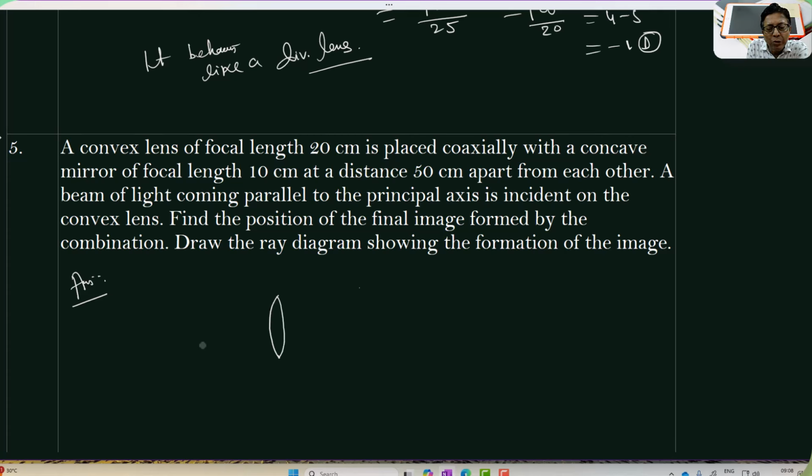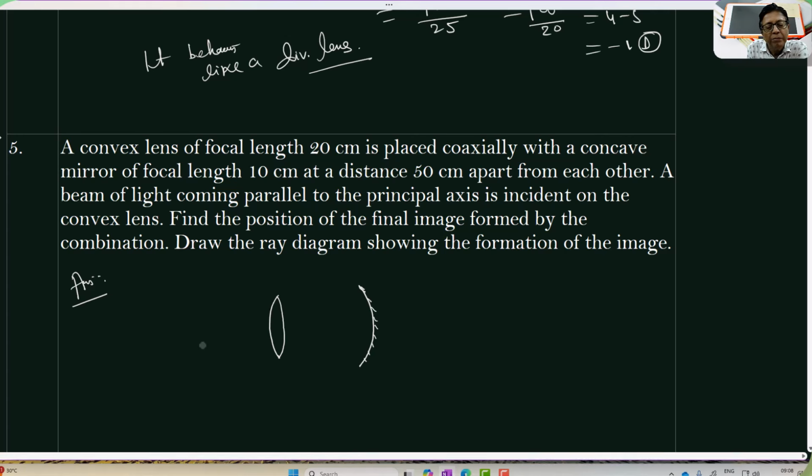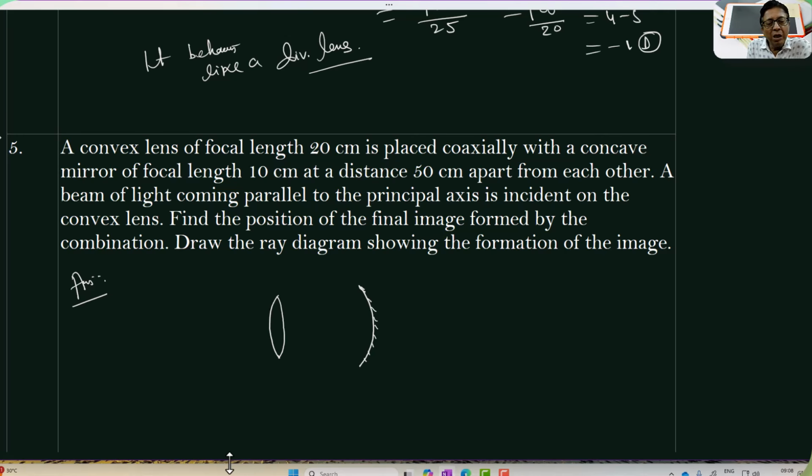And then there is a concave mirror. This is the concave mirror here. Okay. Now the convex lens focal length is given as 20 cm. This one's focal length is 10 cm. And the distance between these two is 50 cm.